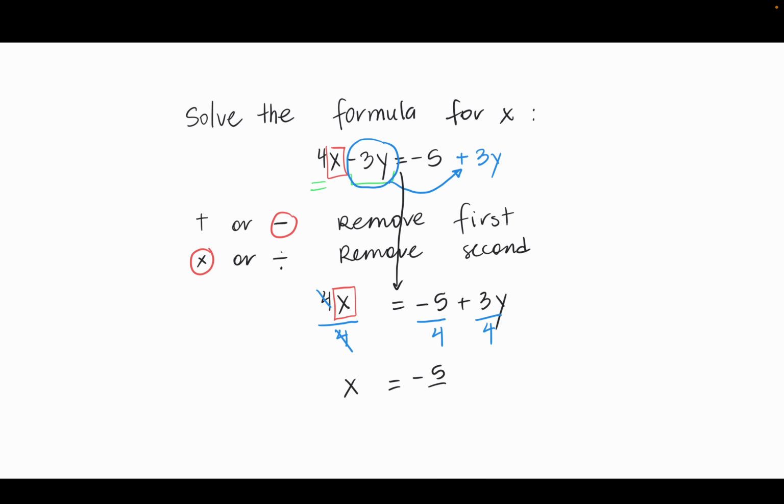However, this is not our case, and you can write the answer one of two ways. Either negative 5 over 4 plus 3y over 4, or you can say negative 5 plus 3y, that's on top, and one single 4 is at the bottom. Those answers are identical.